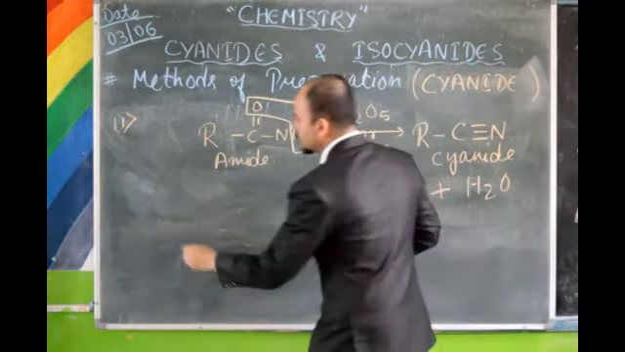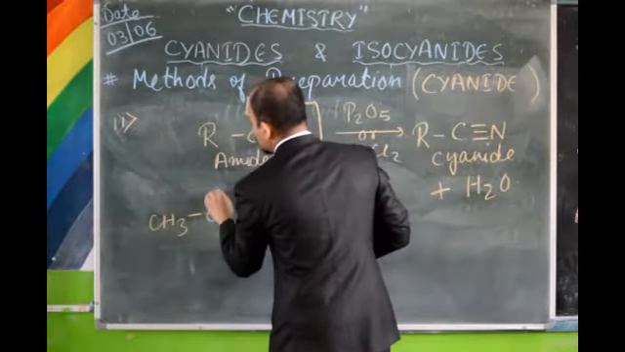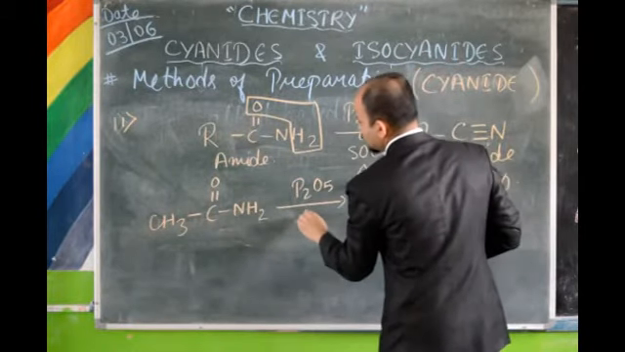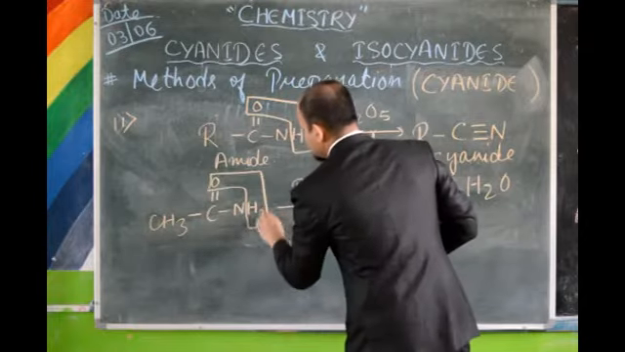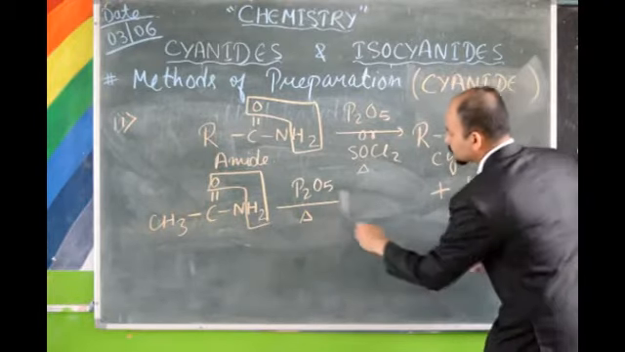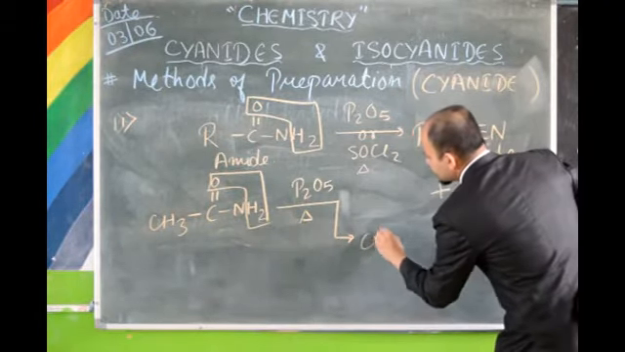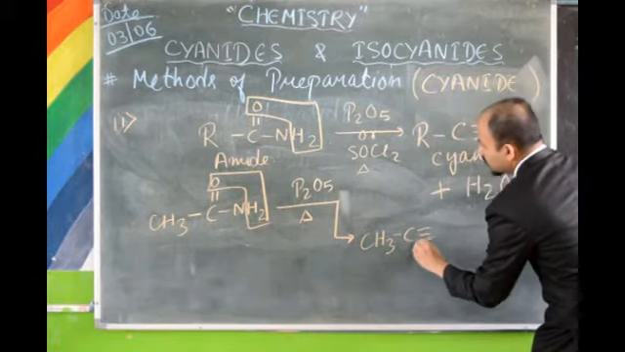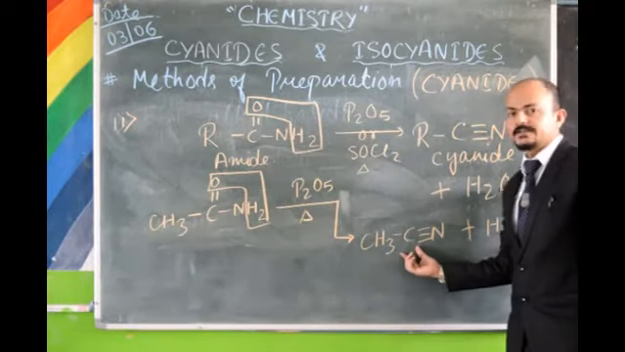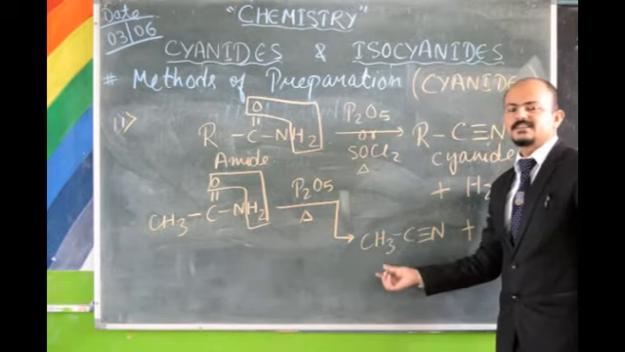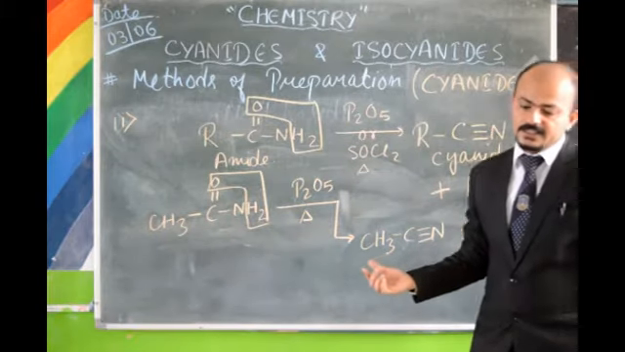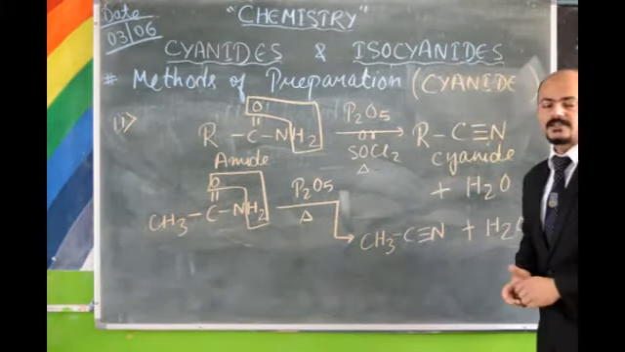Okay? So let's take one particular example. Say you have CH3, C double bond O, NH2. You are treating with say P2O5 and you are heating it. What will happen? This water molecule will be eliminated, and as a result, let me write this product here. You would be getting CH3, C triple bond N plus water molecule. And this is 2 carbon, ethane nitrile. Please remember this. This is ethane nitrile.